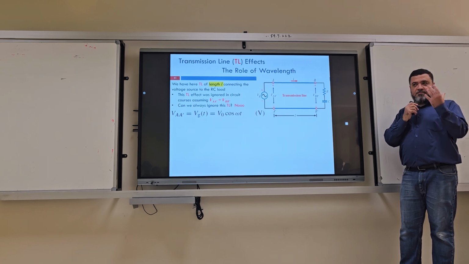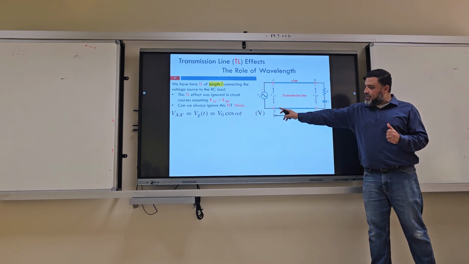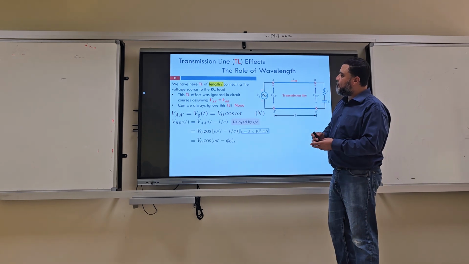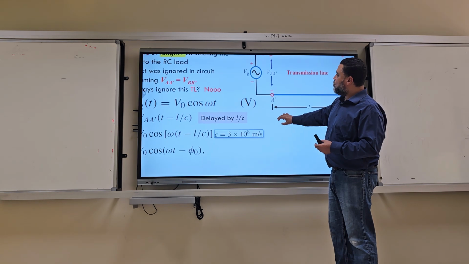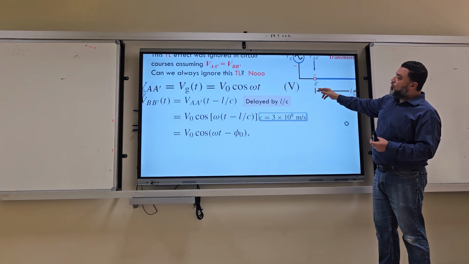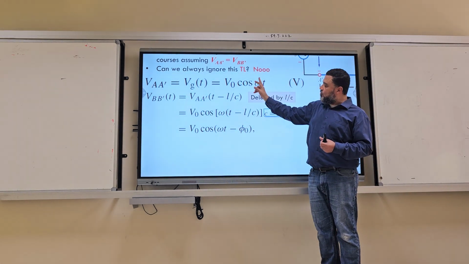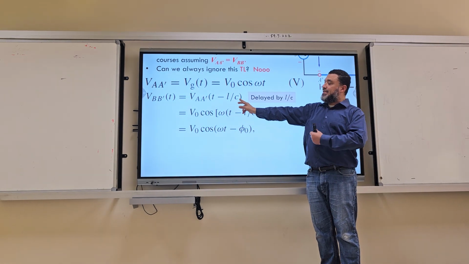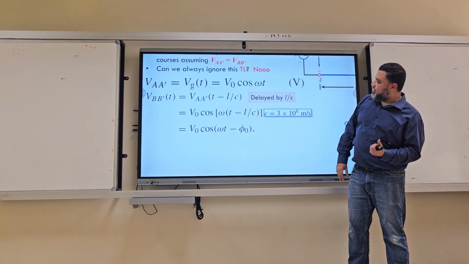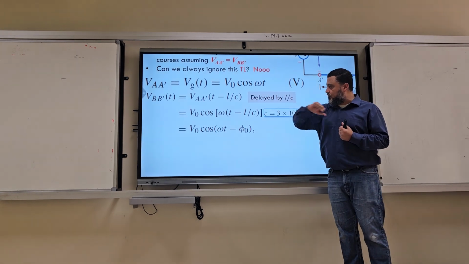Time is distance over speed, right? So the time delay is the distance over the speed of the wave, assuming the speed is the speed of light. So at this point, the voltage is cosine omega t. At the other point, at point B, the time will reduce by the delay time, L over C. Okay, L over C is the delay time, assuming the wave is traveling at the speed of light.